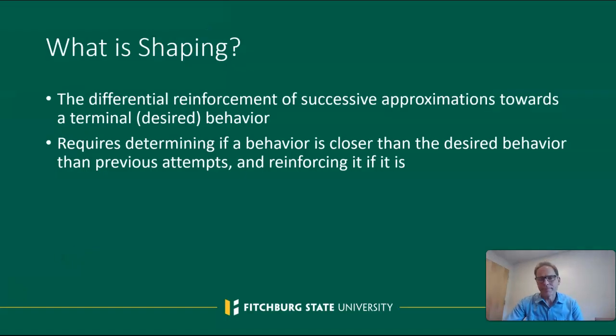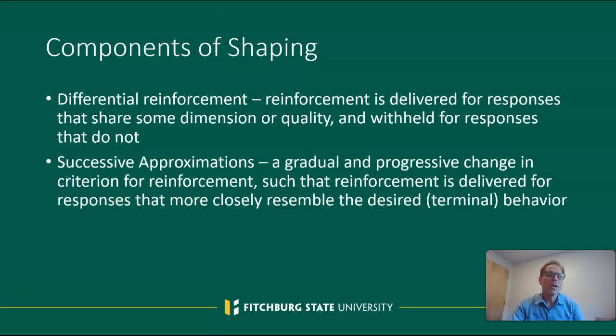So what is shaping? Shaping is the differential reinforcement of successive approximations towards a terminal desired behavior. Essentially, this requires a couple of things. It requires determining if a behavior that we're seeing is closer to the desired behavior than previous attempts were, and then reinforcing it if it is. So these two components: one is, do we have a successive approximation? Is it closer? And then if it is, making sure we provide reinforcement. So we've got these two components that are involved in shaping.